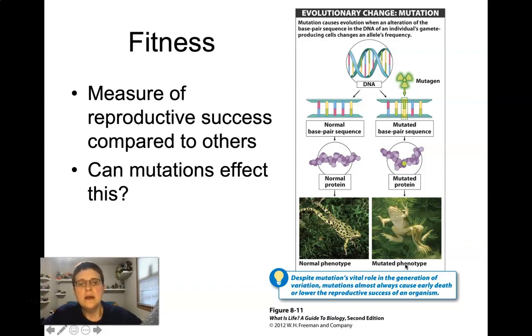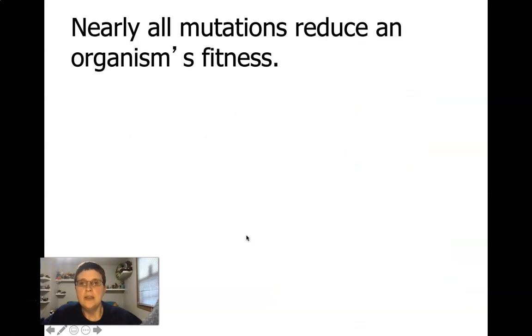Now, would this make it harder for that frog to survive and reproduce, or easier for it to survive and reproduce? And I will give you a hint, if you take a look versus the other leg over here, these 2 little legs are not muscular. So they don't have muscles in them to help the frog jump. So these legs are not going to help. So this is probably going to reduce the fitness, reduce their reproductive success. In fact, nearly all mutations reduce an organism's fitness.